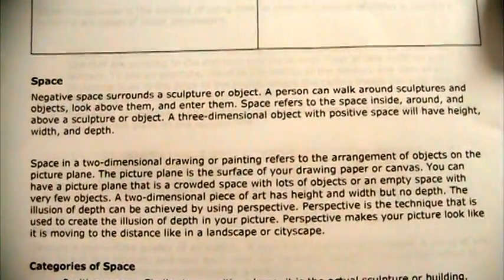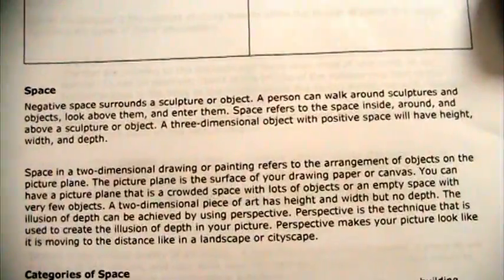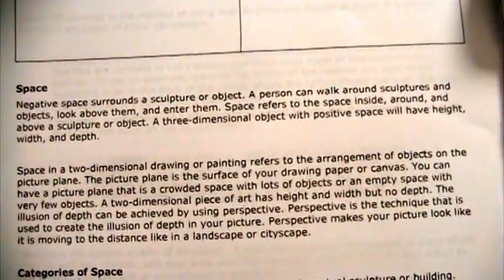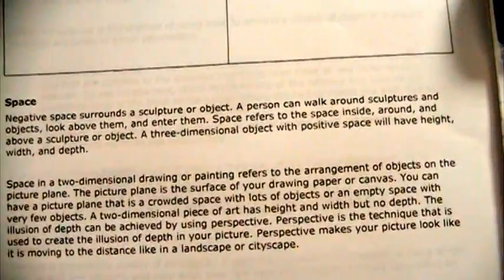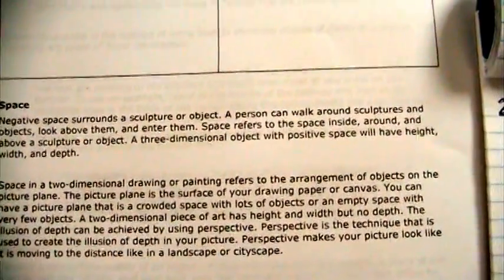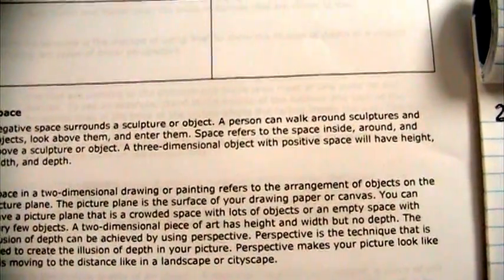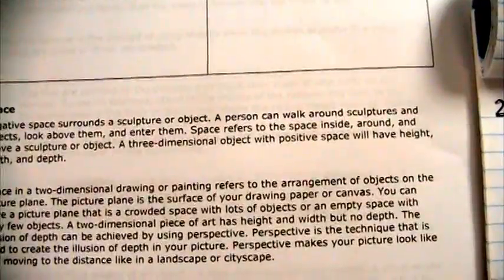Positive space, of course, is similar to positive shape, which we've already gone over. It's the actual sculpture or building, as negative space is the space around the sculpture or building.